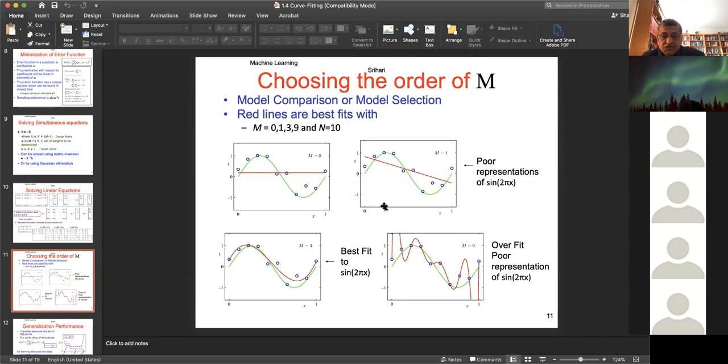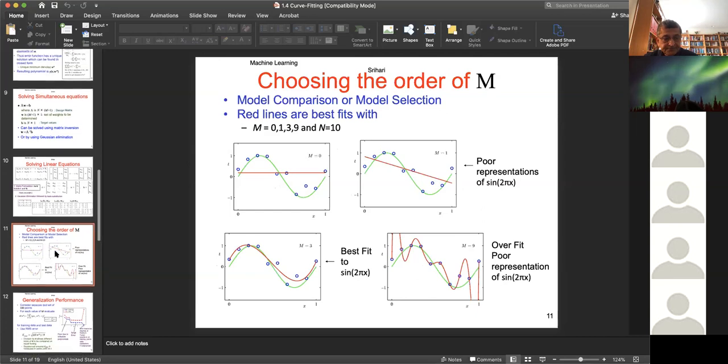You might actually be better off by having a very low model complexity. But an ideal complexity is this one, m equal to 3. This seems to be almost equal to a sinusoid. So this is the issue of choosing the right order of model complexity to fit the data well.